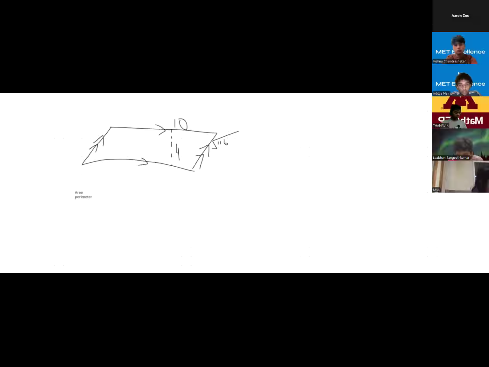Right? I'm seeing a lot of 40s for the area, and great job. Because it's a parallelogram, it has the same exact rules as any rectangle would, because as you know, a rectangle is a type of parallelogram. So in this case, it would simply be 10 times 4, or length times height. I'm going to say height here because 4 is not the width, it's the height.